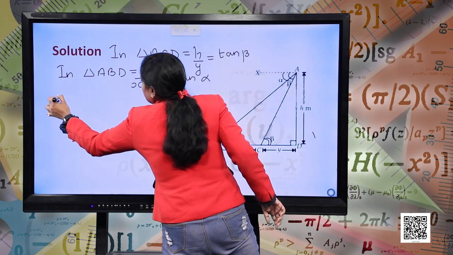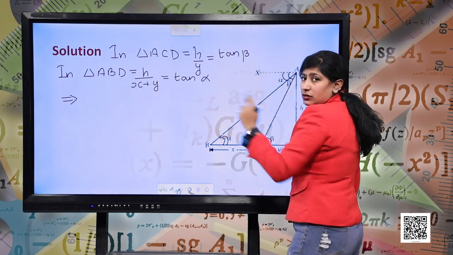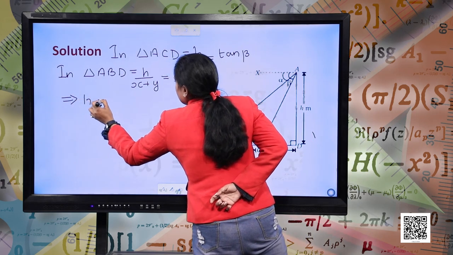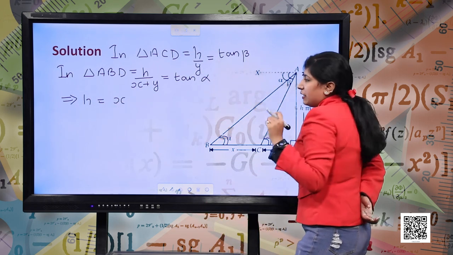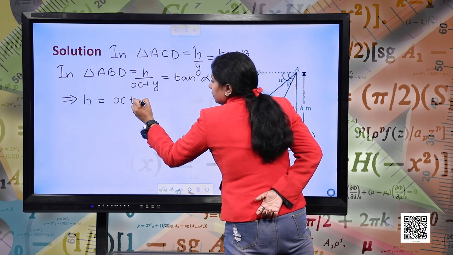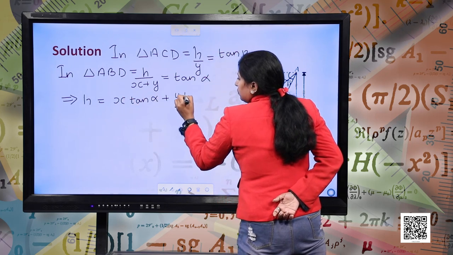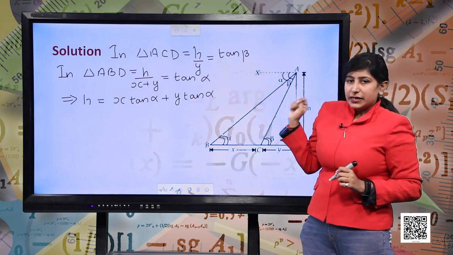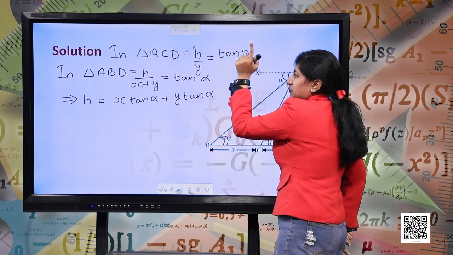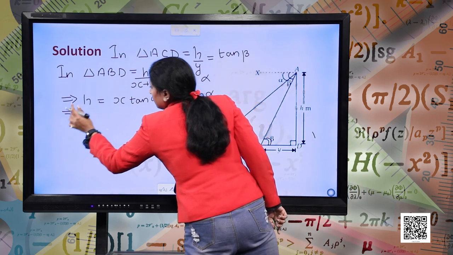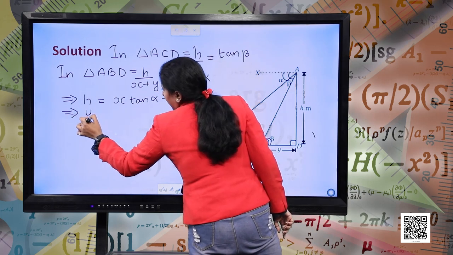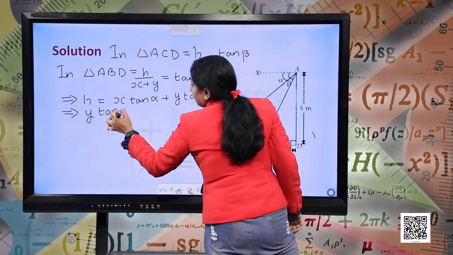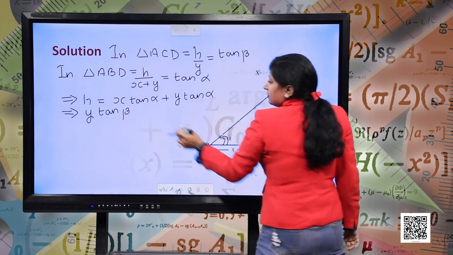So I am first of all cross multiplying in this equation, then I will use the value of H from first equation, that is this one. So H is equal to X plus Y into tan alpha, which means X into tan alpha plus Y into tan alpha. Now H is equal to Y tan beta also. So if you use the value of H from this equation and put it in this equation, we get Y tan beta. See here, the Y goes and gets multiplied with tan beta, is equal to X tan alpha plus Y tan alpha.